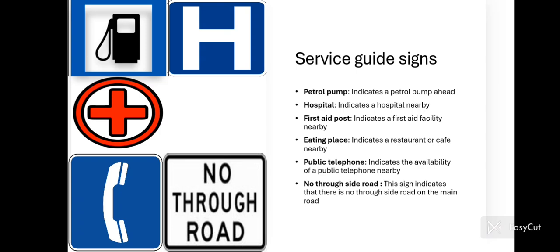And coming right here. These are all the service guide signs. As I told you, I'm going to tell some service guide signs. Actually, the first one is a petrol sign, and the second one is a hospital sign. Third is the first aid sign. Fourth is an eating place sign. Fifth one is the public telephone, and sixth one is a no through side road. These are the service guide signs.